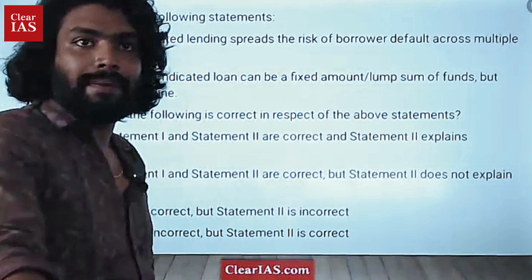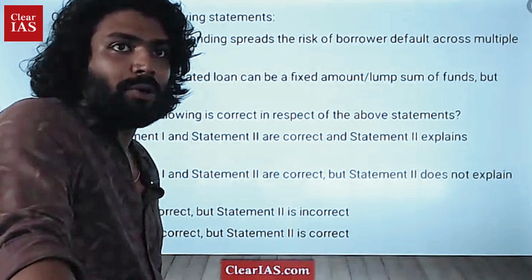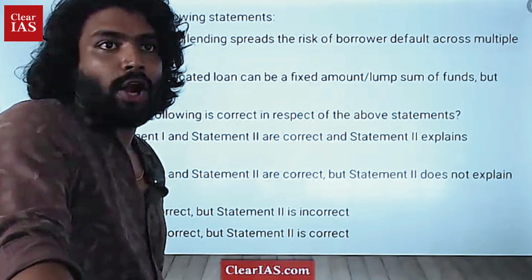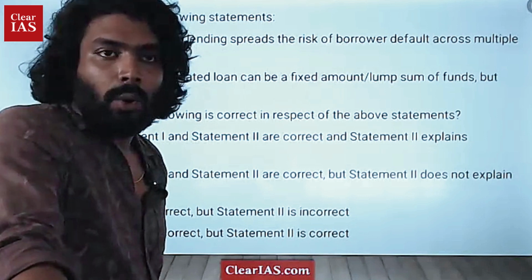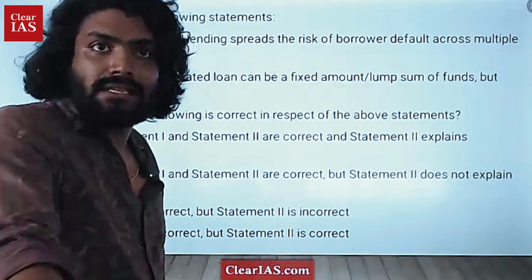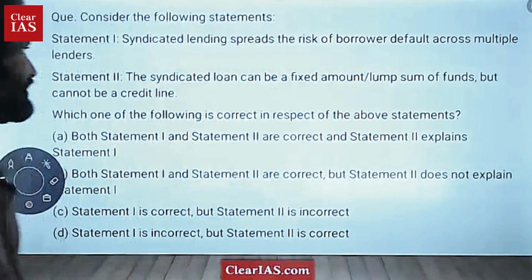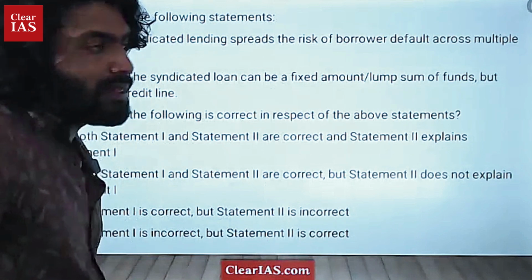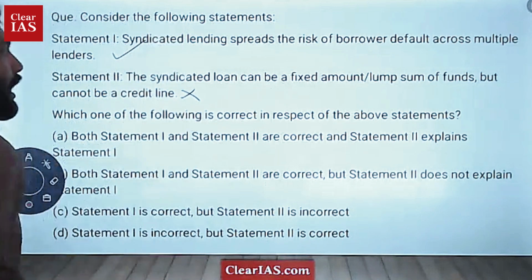Okay, so there are multiple lenders. A syndicate is formed who is actually ready to converge together to lend to a person. So the risk of what economic toll or financial toll on the lender is actually reduced. So the first statement could obviously be right from the term syndicate. But the second statement is a bit factual. The syndicated loan can be a fixed amount of lump sum of funds, but cannot be a credit line. This is actually wrong. Only if you know this, you could actually get this answer correct.